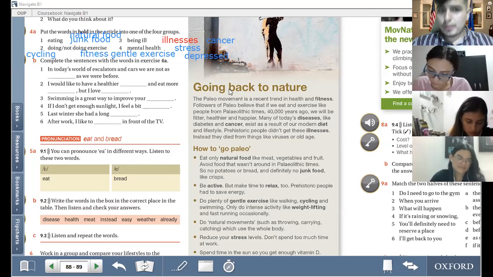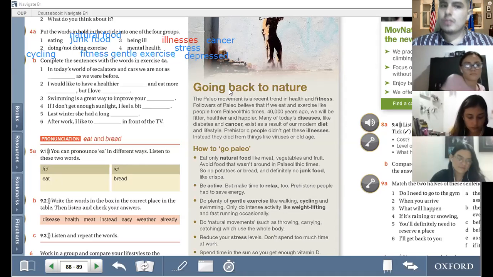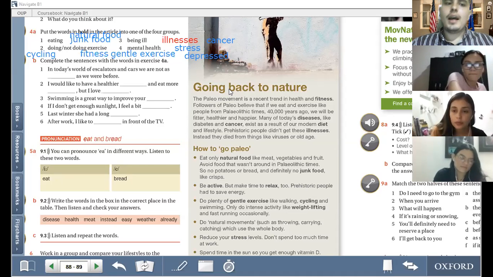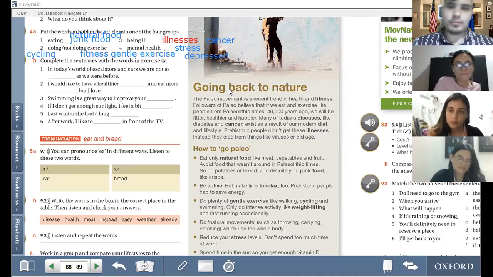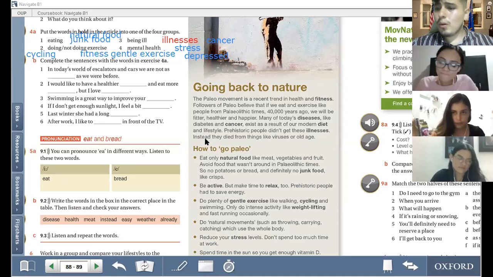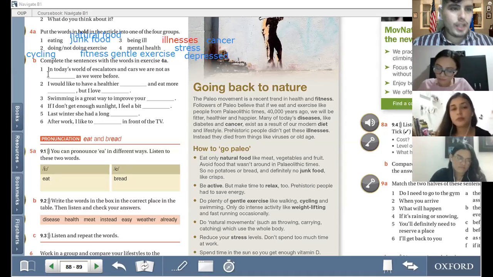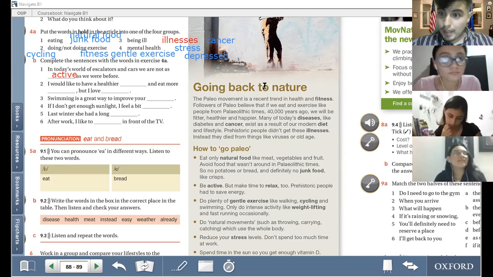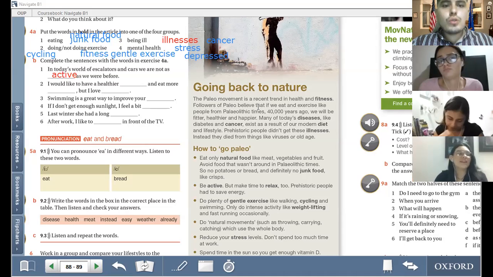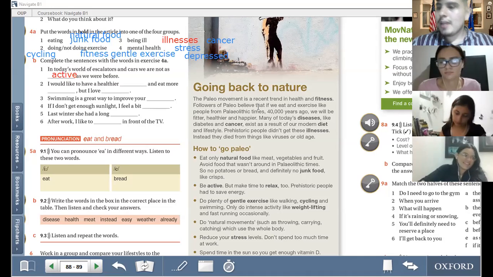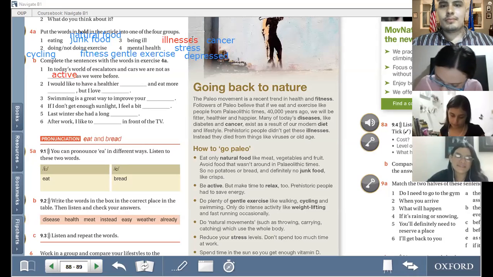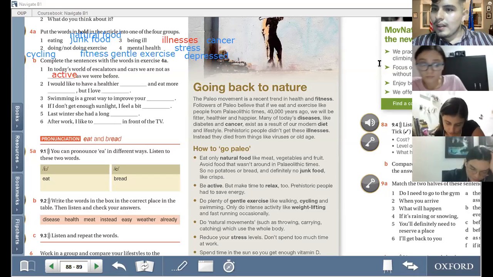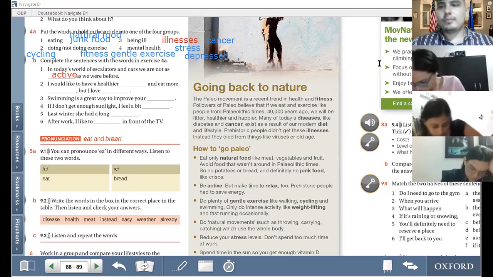So, let me help you with the first one. In today's world of escalators and cars, we are not as active as we were before. There is one word you didn't write in the categories, but that's used here: active. We are not as active as we were before, okay? Now, I want you to go ahead and complete the exercise with the words from the A part, right? Go. Which point? Luisa, four, but the B part, right?